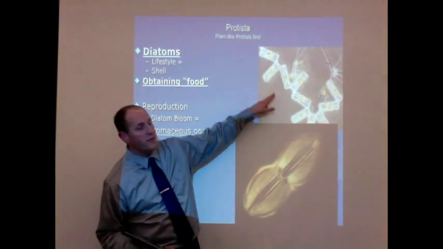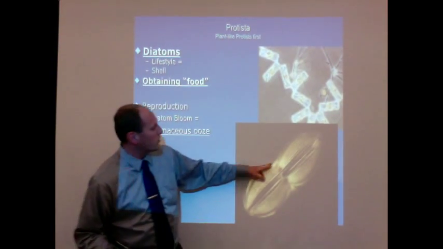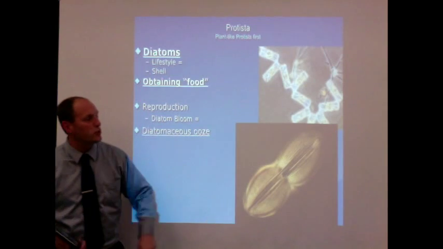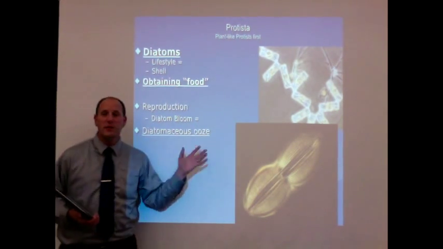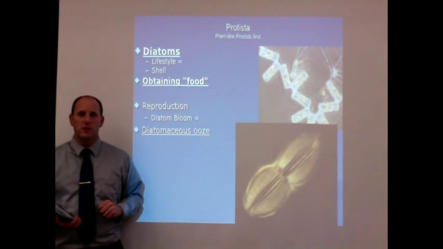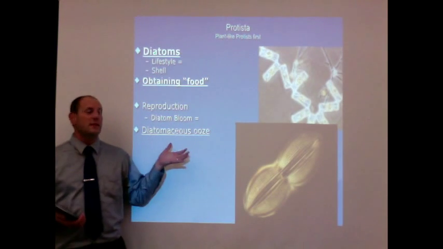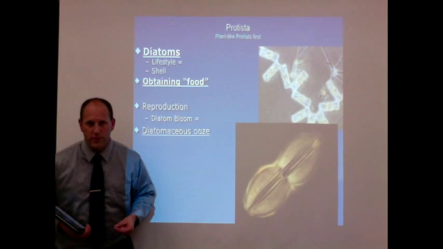Here's a couple pictures of what these organisms look like here in that star-like form, and here's one single one that is zoomed in significantly. You can see that brown coloring. This diatomaceous ooze is just a huge pile of the shells of these organisms. When the sea level drops and this diatomaceous ooze dries out, it forms diatomaceous earth.